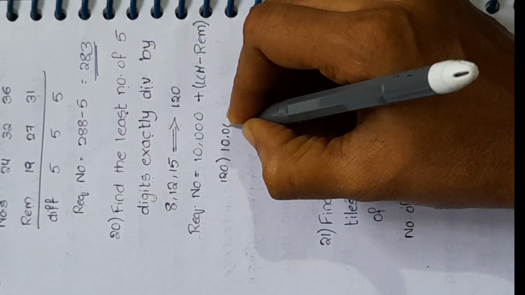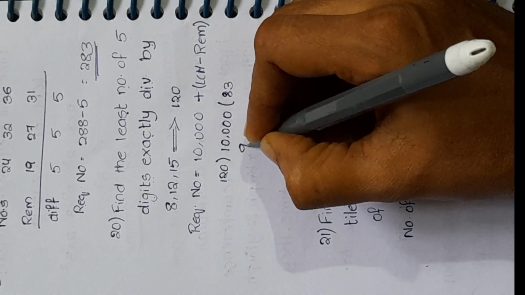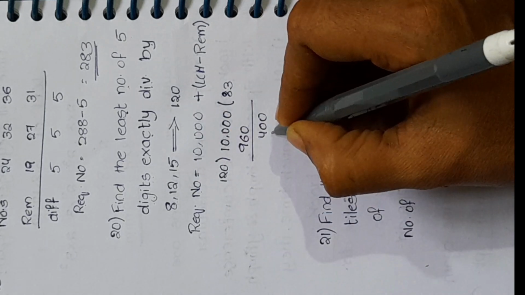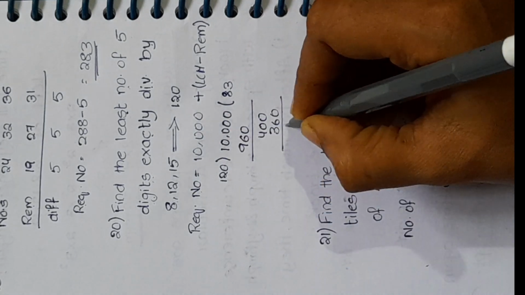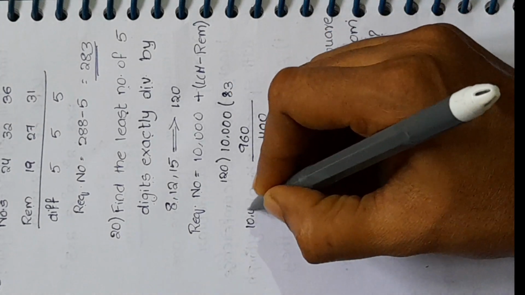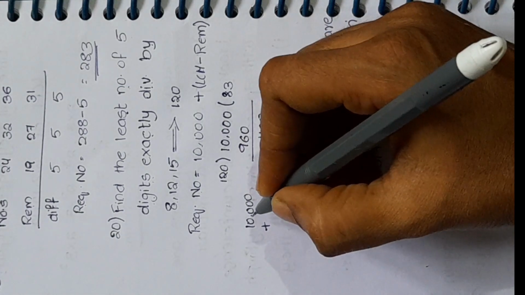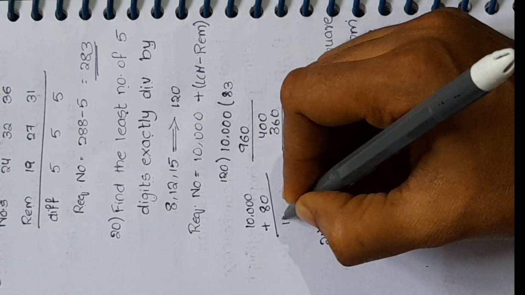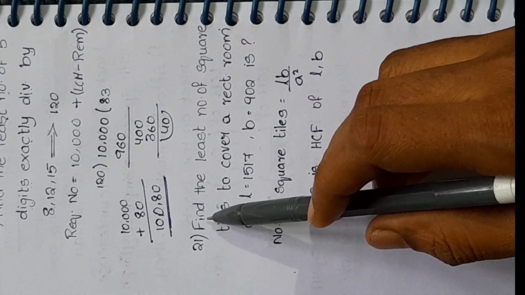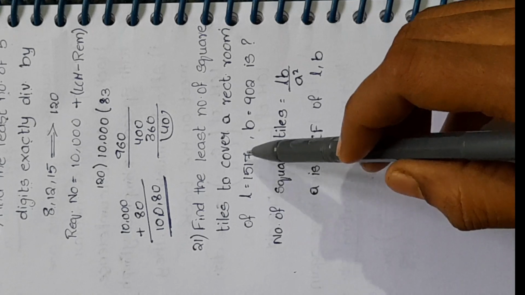120 divided by 10,000. 8 3 times is 960. 400. 3 times is 360. 40 is the remainder. Required number is 10,000 plus LCM is 120 minus 40, which is equal to 80. The required number is 10,080.